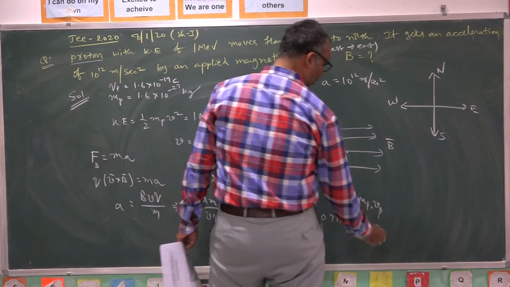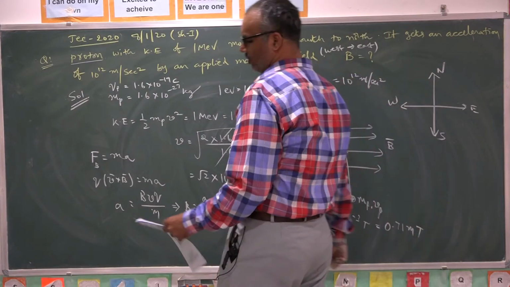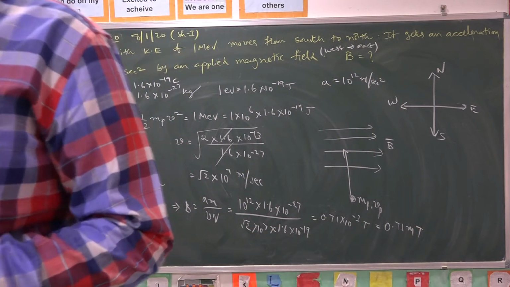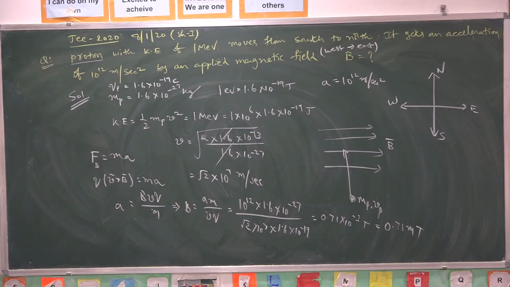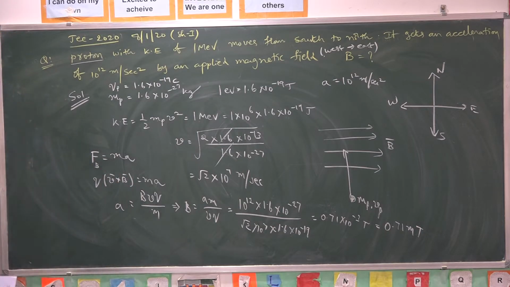That is 0.71 milli Tesla. That is the answer for the given question. The question is on the basis of motion of a charged particle in a magnetic field. The formula required is force experienced by the particle is equal to mass into acceleration. Force due to magnetic field is Q into V bar cross B bar. Very, very simple question. I hope everybody followed this solution.